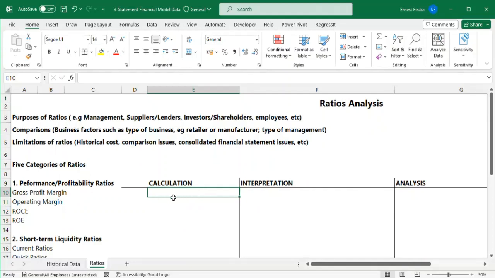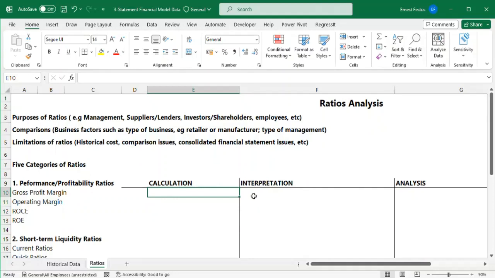Alright, so we have financial ratios. Now, financial ratios are key performance metrics in accounting that we use to analyze and interpret financial statements. Financial statements as they are are actually meaningless unless they are analyzed using these financial ratios.